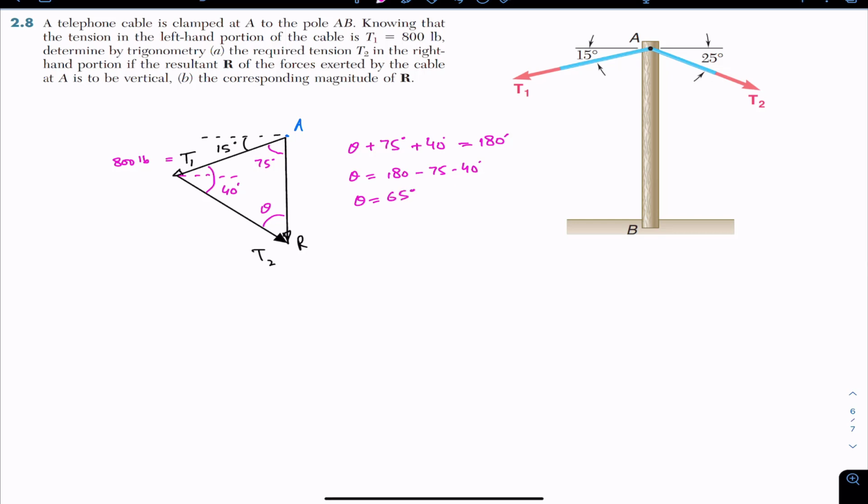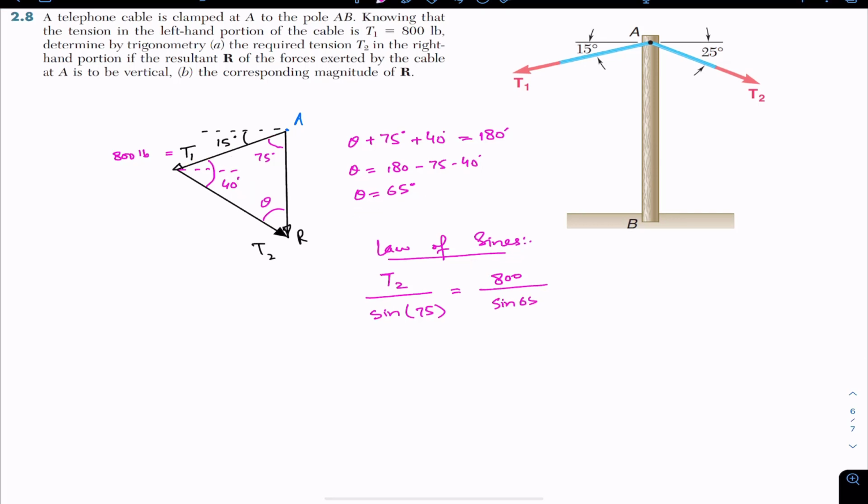Now we can find T2 if we apply the law of sines. We can write that T2 divided by the sine of the opposite angle, and the opposite angle to T2 is 75 degrees, so sine of 75, equals T1, whose magnitude is known, that is 800, divided by the sine of the opposite angle. The opposite angle is theta, so sine of 65.